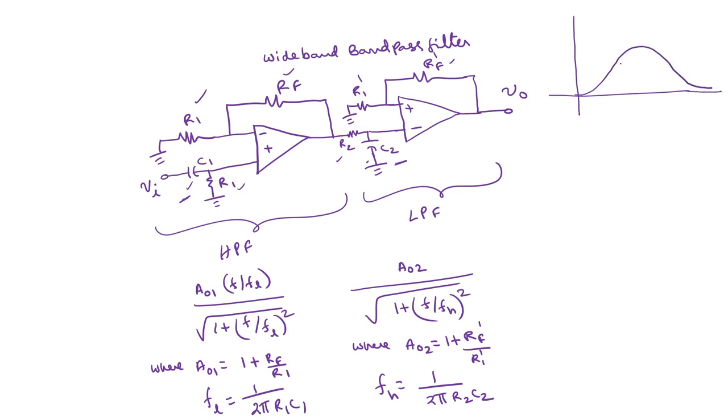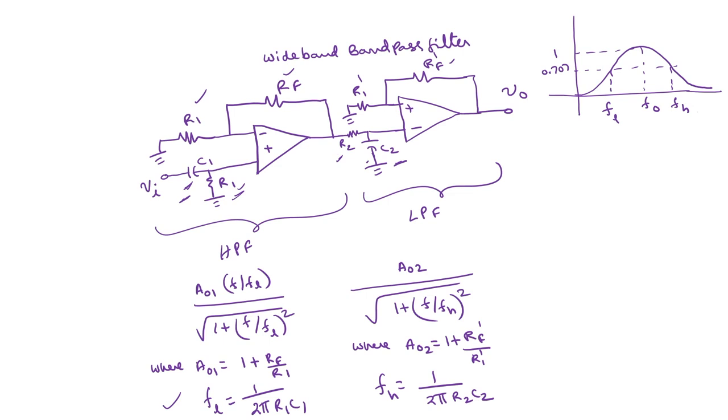This is wide, this is center frequency, this is 1, this is 0.07. This FL is going to be decided by these values, and this FH is going to be decided by R2 and C2.